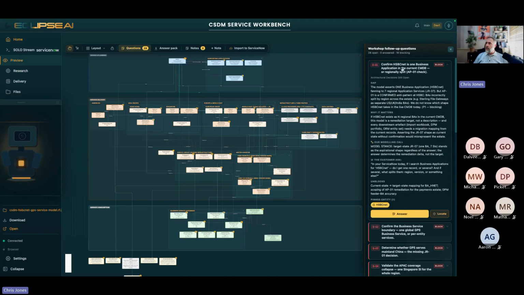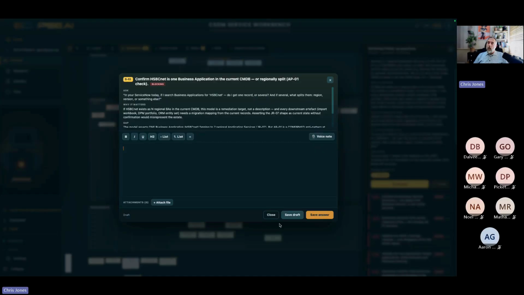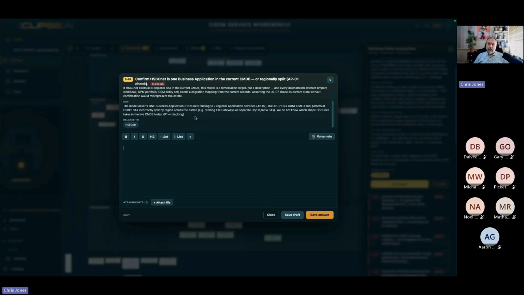So we've got ones here about confirm HSBC net. There's one business application in the current CMDB or a regional split, which has been largely built out already, but there's obviously way more information that it could be doing with. And if we answer this and save it, then Solo will immediately start actioning it for us.